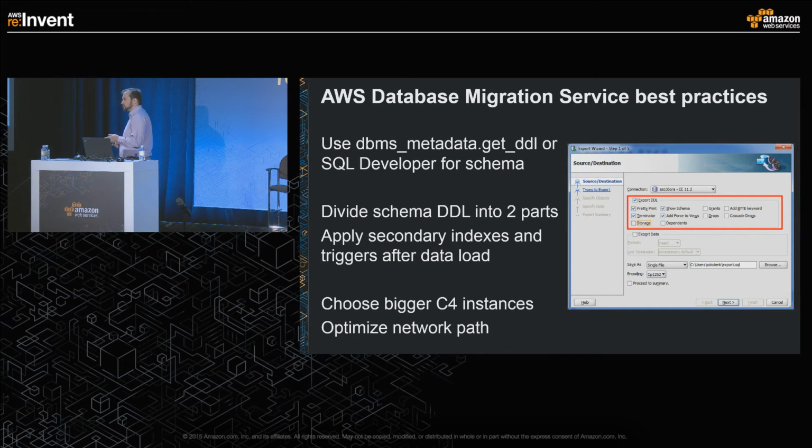And another thing you should be watching out for is network, because in many cases, network will be the bottleneck when you move data from on-premises to the cloud. So what you want to do is either sign up for a Direct Connect connection or use the larger C4 instance types because they have a bigger network interface and allow more bandwidth.